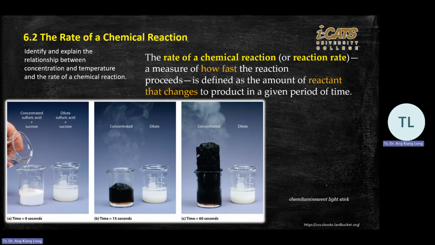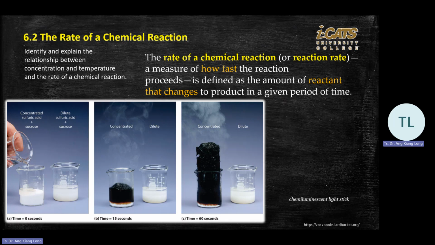So this one is before the experiment. This is after the reaction. In the middle means 15 seconds. You'll see some reaction happen and you observe some black color happen, means it becomes oxidized. And then after 1 minute or 60 seconds, you see that there's a pile of black carbon observed in the experiment.